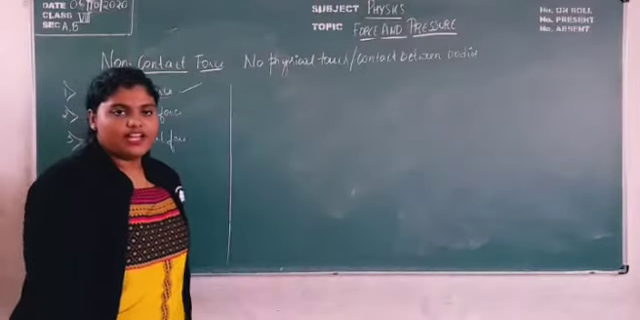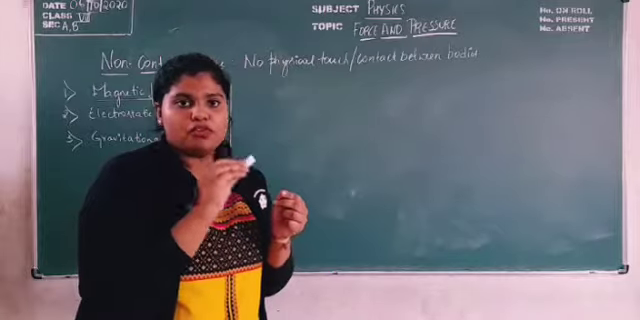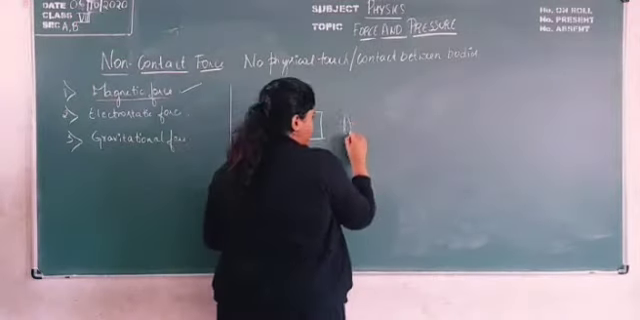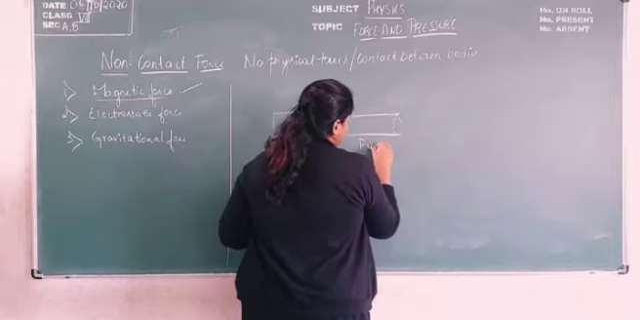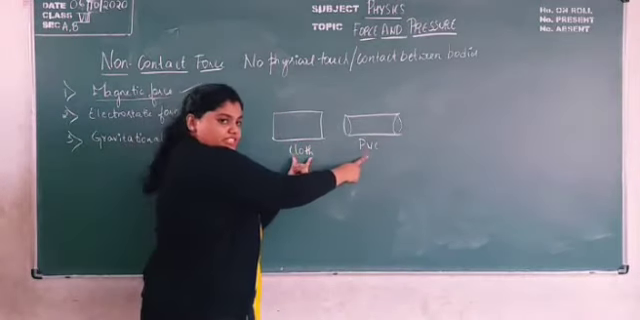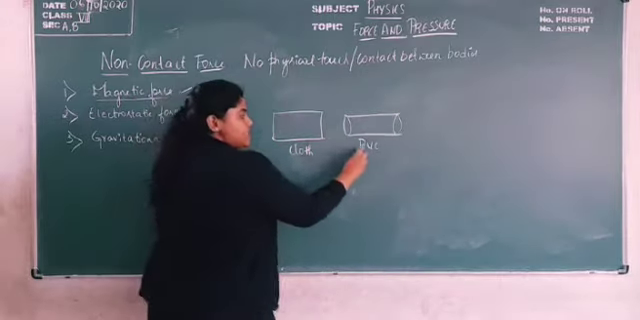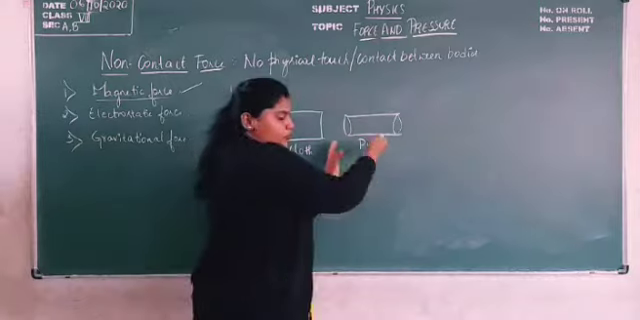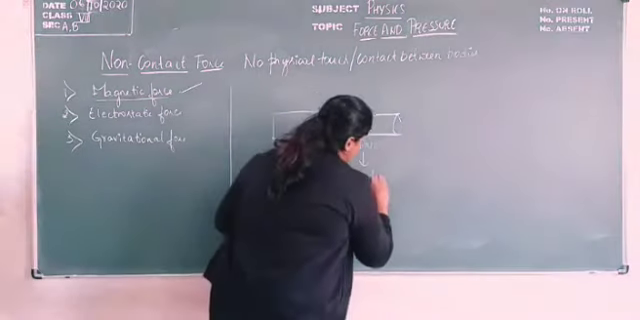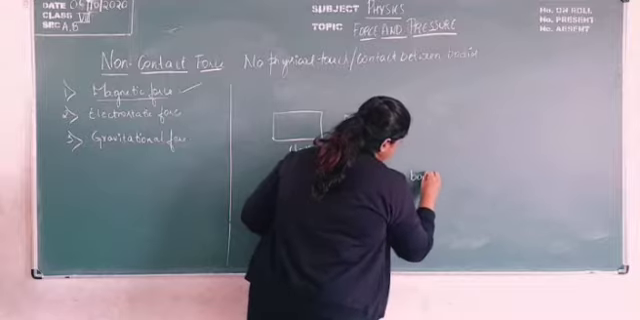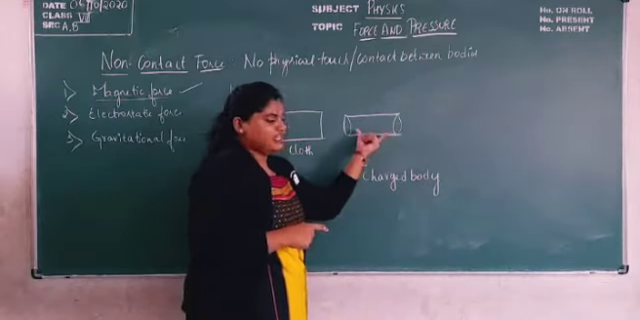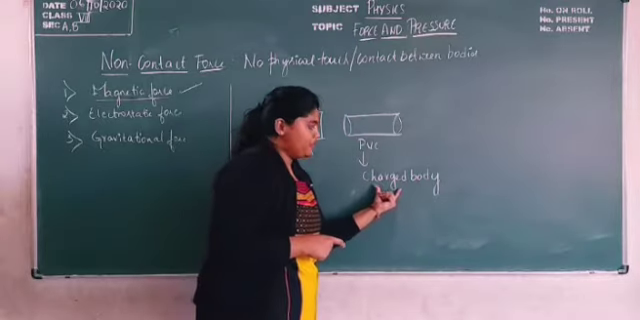In the first example, we saw that they took the PVC pipe, and the PVC pipe was rubbed against the cloth. First they took the cloth and then they took a PVC pipe. When this PVC pipe is rubbed against the cloth, this PVC pipe gets charged. Any object when rubbed with a cloth or anything gets charged. So here the PVC pipe is a charged body.